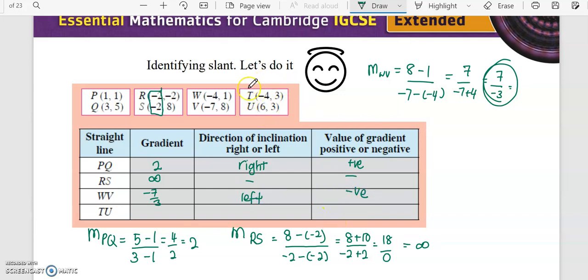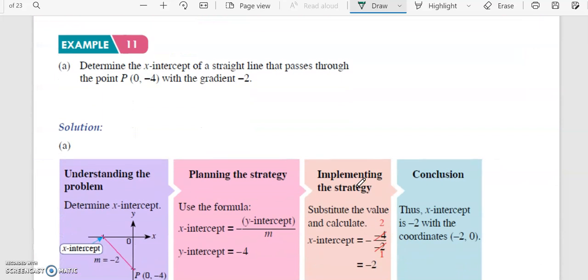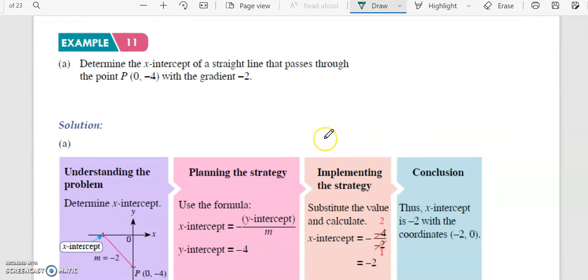You can see for line TU, it has the same y coordinates. When the y coordinates are the same, this is a horizontal line. So for a horizontal line, the gradient is automatically equal to 0. If you don't believe it, substitute and find it yourself. You get 0. The incline direction is none, and there is also no positive or negative value. Remember that the greater the gradient, the steeper the straight line. So next, we go to the next question.